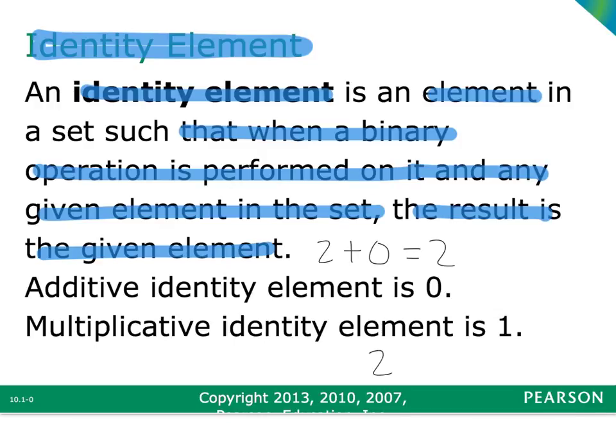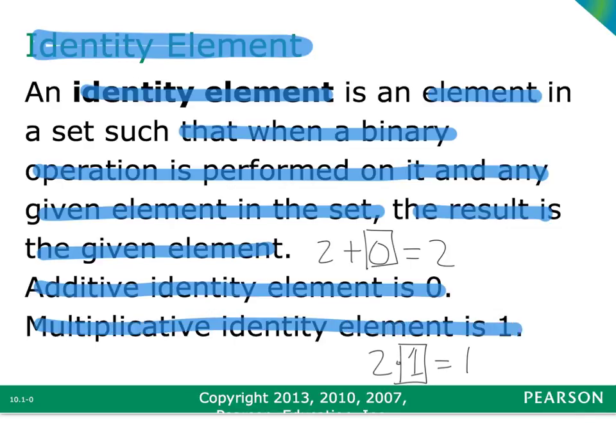If I multiply 2 times something to get 2, I have to multiply times 1. So that's my identity element for multiplication. Here's your identity element for addition, and here's your identity element for multiplication. We can say the additive identity element is 0. That's the identity element for adding. The multiplicative identity element is 1.